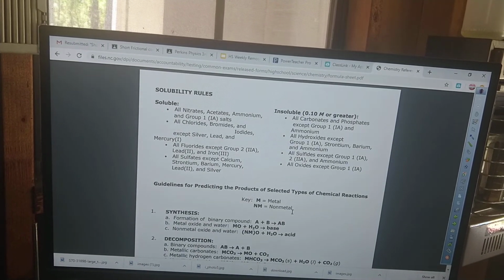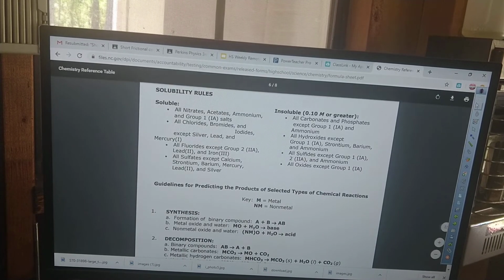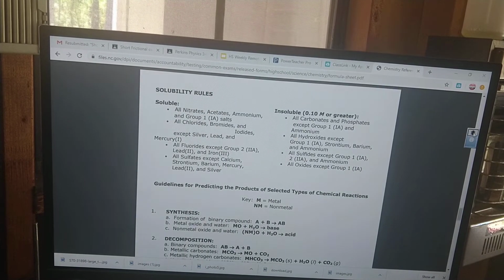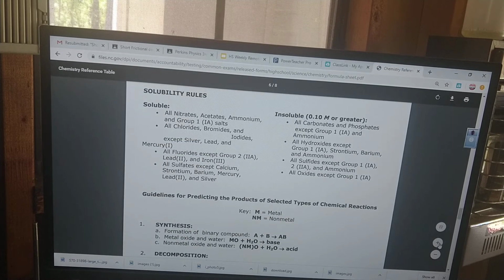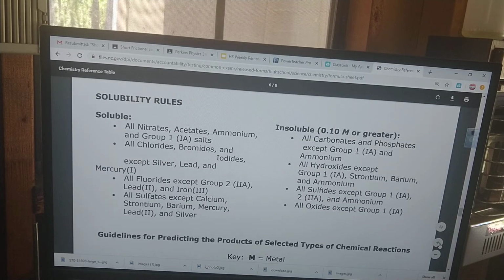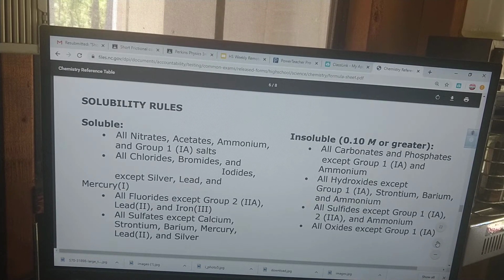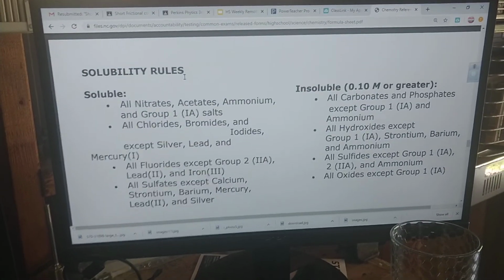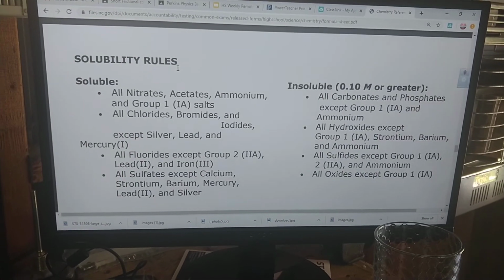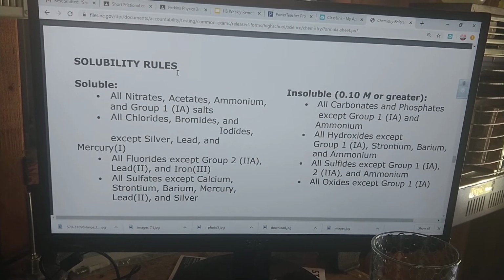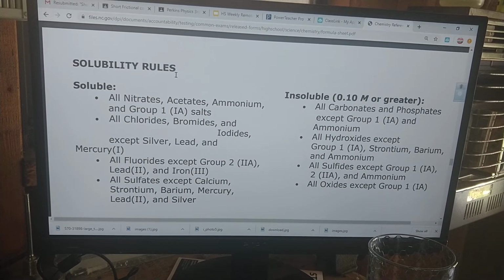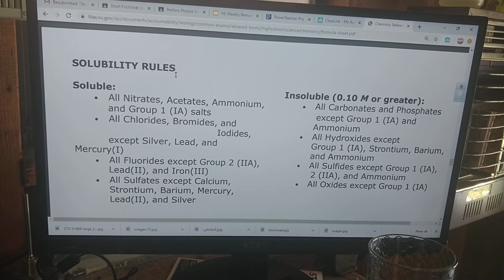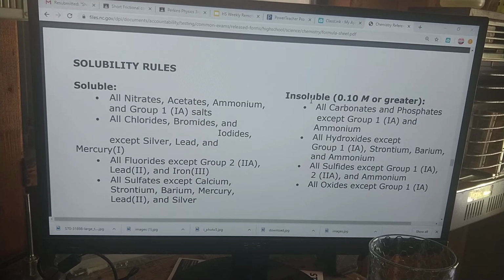I'm on page 6 here. And I'm going to blow this up real big, because I know you're just looking on the camera and I'm filming this with my cell phone. So I'm going to try to make it plenty large. All right. On the top of page 6 in your North Carolina chemistry reference tables, you'll see a solubility chart, or a list of what's soluble and insoluble. And the things on this side are soluble. So what does that mean?